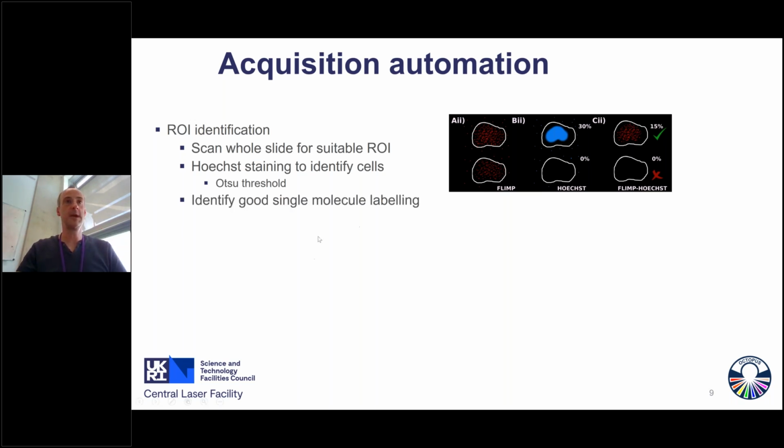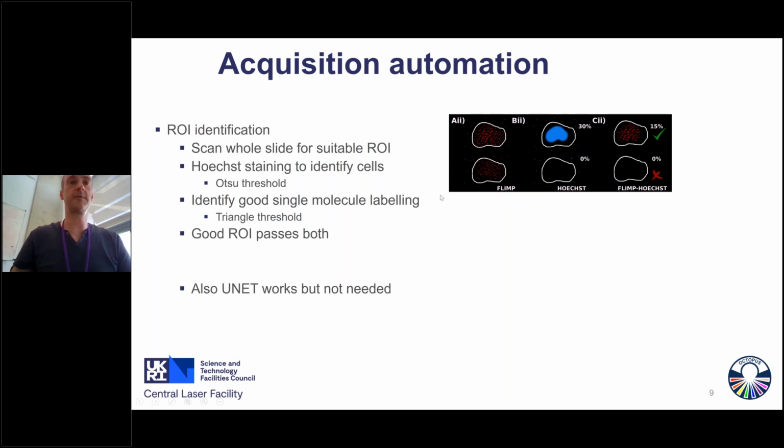We would then look in the single molecule fluorescence channel, the FLImP channel, and use triangle thresholding to identify how much of the region of interest was actually well labeled for the FLImP. And basically we would then settle on regions where a sufficient proportion of the field of view had both live cells and single molecule labeling. We would then acquire a movie of that. So that already transformed the acquisition, because previously there was lots of manual hunting around for regions to take movies of.